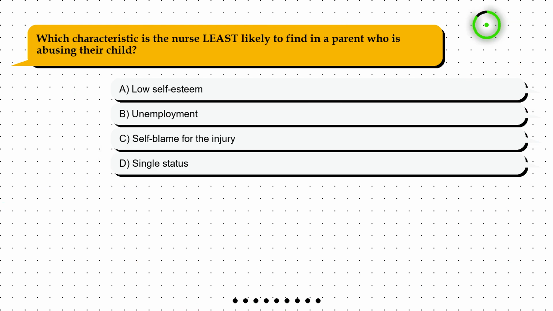Question 4. Which characteristic is the nurse least likely to find in a parent who is abusing their child? Option A. Low self-esteem. Option B. Unemployment. Option C. Self-blame for the injury. Option D. Single status.